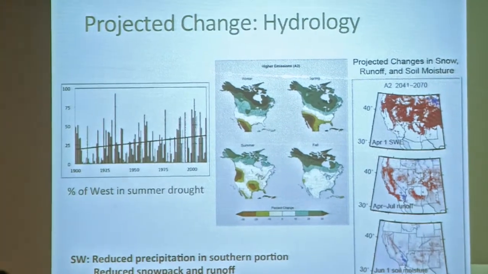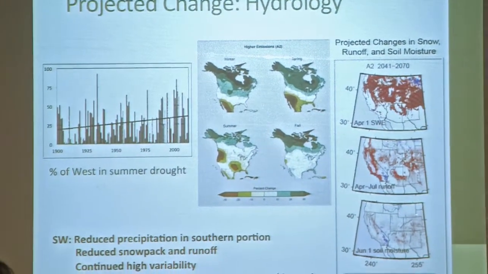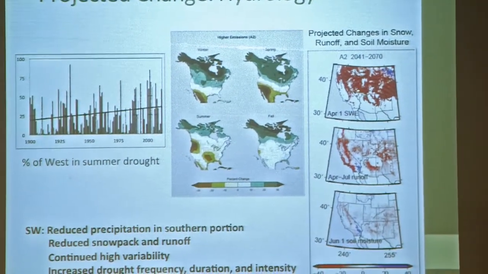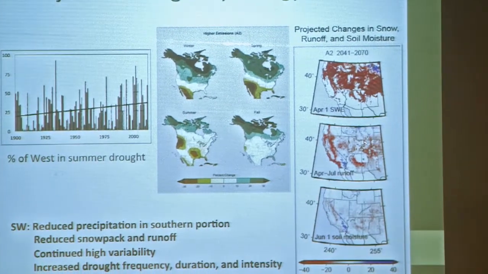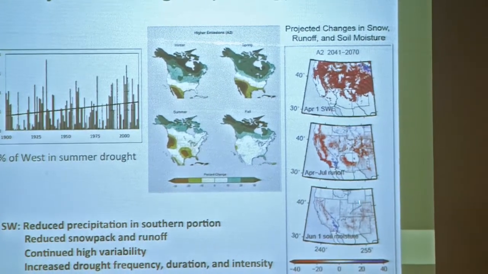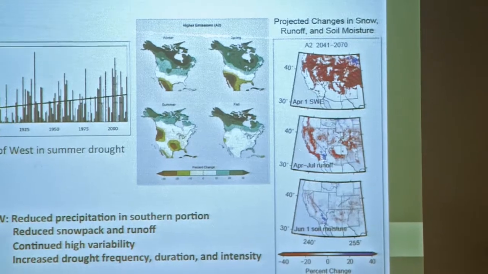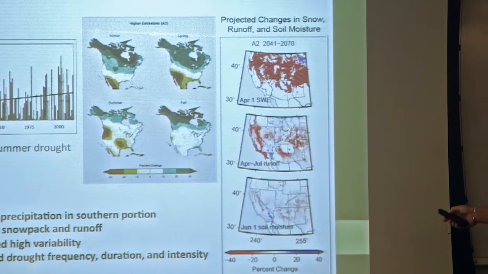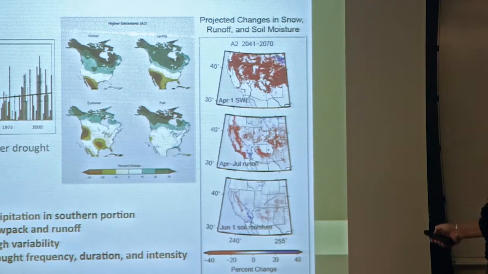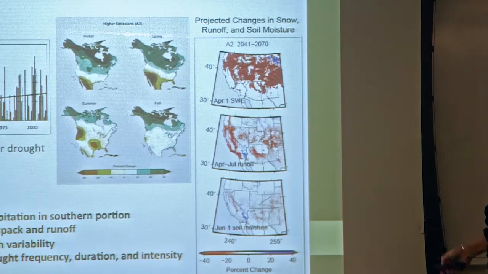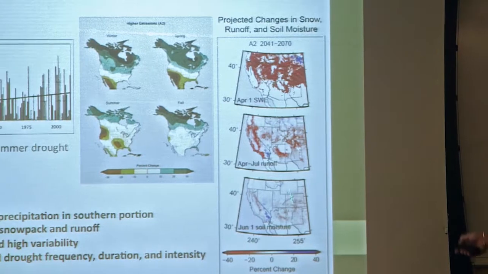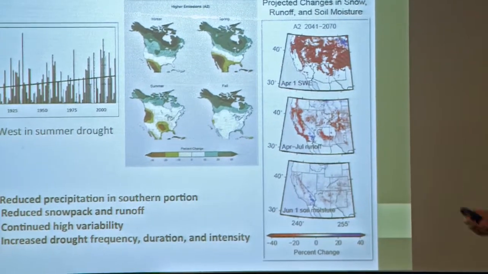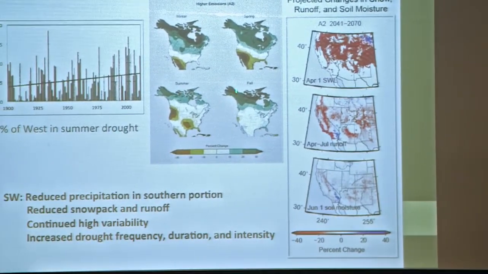So this is projected changes by mid-century for April to July and June. This is runoff. This is snow water equivalent. So that would be how much snowpack there is. This is how much is actually coming out of the mountains during the spring runoff, and this is how much soil moisture. All of these are showing red, so it shows a projected change or loss of water supplies.